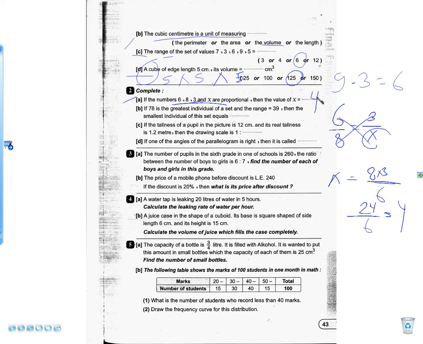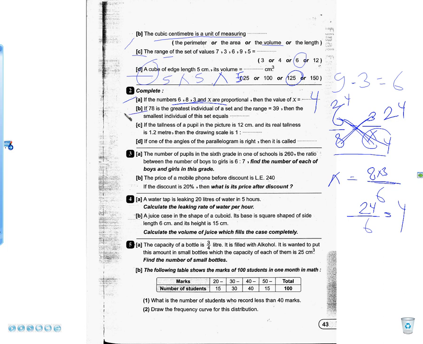The product of means, 3 times 8, is 24. And the value of x is 4. 6 times 4 is 24. The product of means equals the product of extremes. That's why they are called proportional. Don't forget doing this if you're asked to get the value of x. You move to letter B.